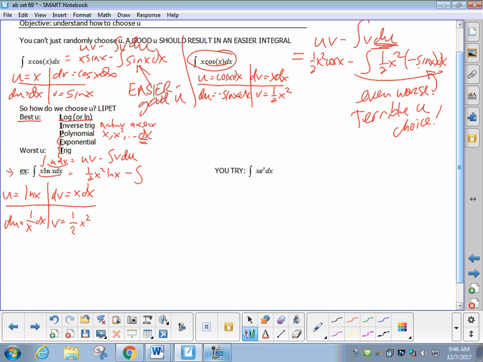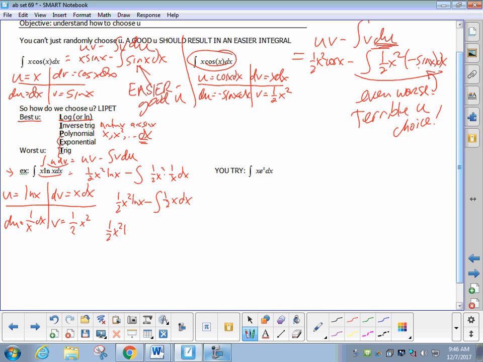Minus the integral. What's the integral now? 1/2 x squared, the du is 1 over x dx. Does that integral fit the bill of being easy? Can we take a step forward? Yeah, that's easier, all right? So 1/2 x squared natural log of x minus the antiderivative of really just 1/2 x. That's doable.